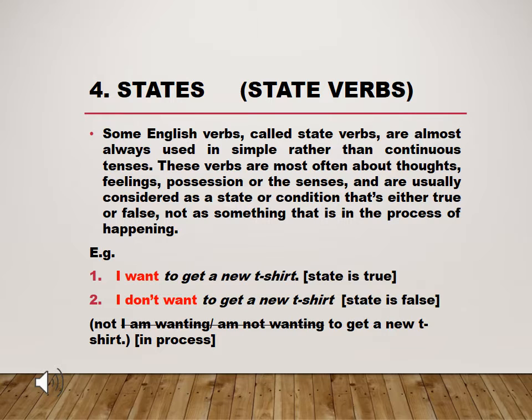For example, I want to get a new t-shirt. Here, the state is true because I really want to get a new t-shirt. In example number 2, I don't want to get a new t-shirt. Here, the state is false because I really don't want it.